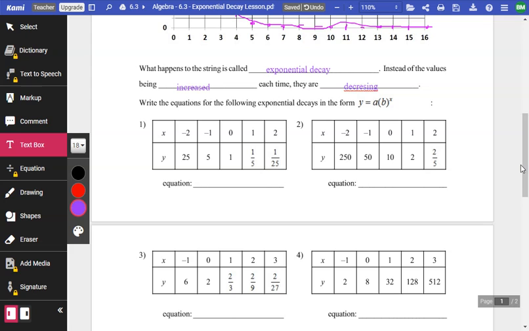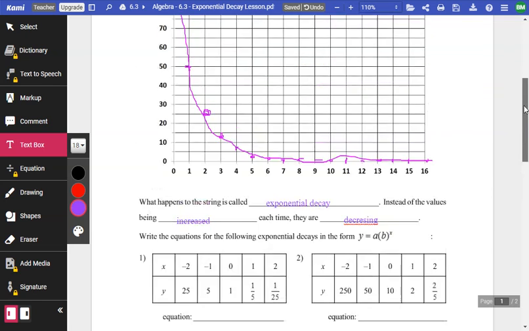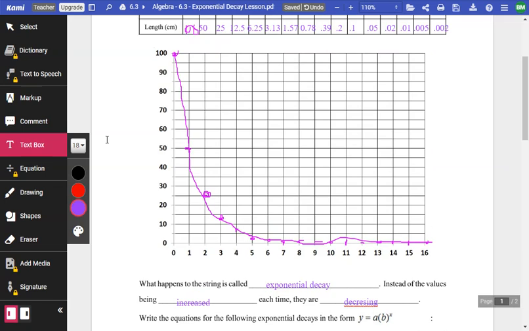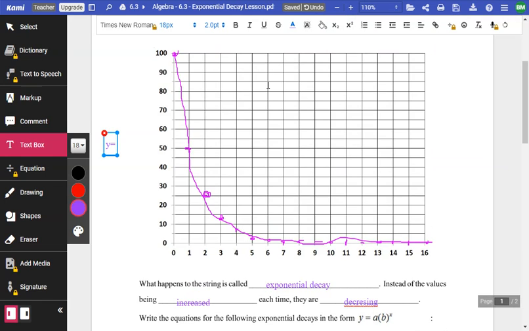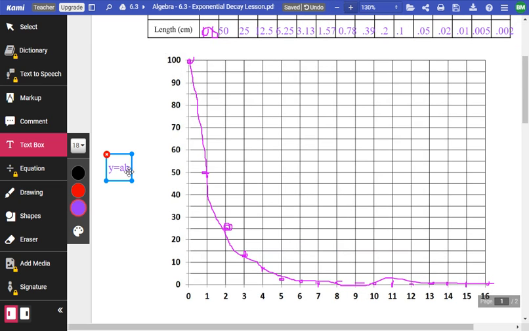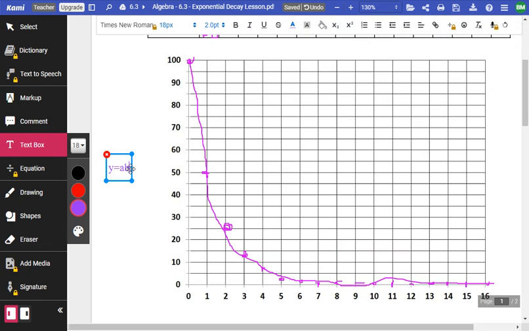So we know that we can write this whole equation as y equals a b to the x. So that means my equation here is going to be y equals, we started at 100, and my b is going down by half each time, to the x.